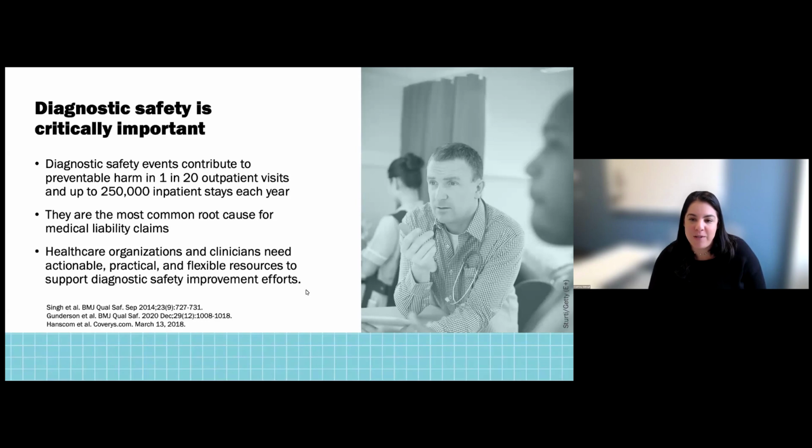So as you know, diagnostic safety is really a critically important area of patient care and patient safety. We know that diagnostic safety events contribute to preventable harm in 1 in 20 outpatient visits. And in the inpatient setting, up to 25,000 stays per year are affected by diagnostic safety events. And in fact, they're the most common root cause for medical liability claims. And because of this, healthcare organizations and clinicians that care for patients really need actionable, practical, and flexible resources that meet their needs to help them in supporting diagnostic safety improvement efforts.